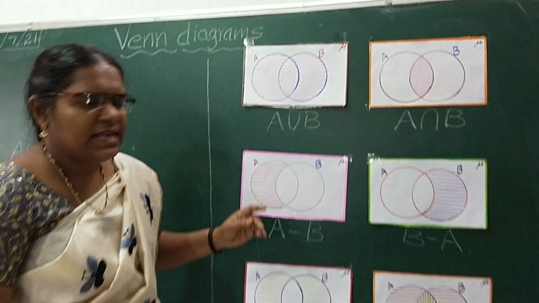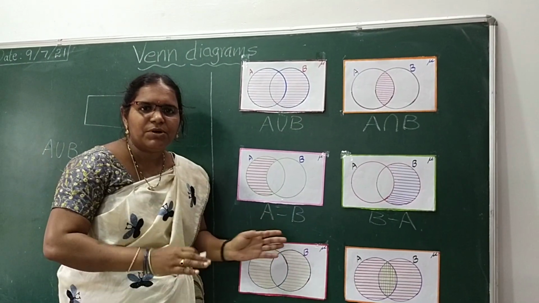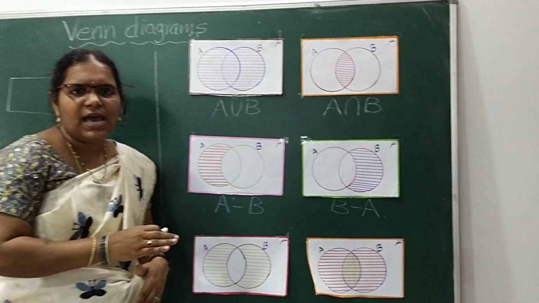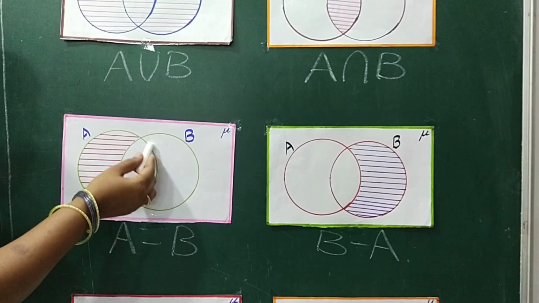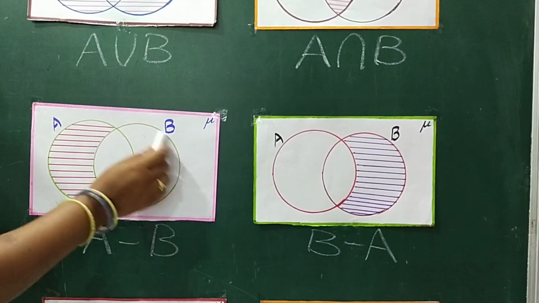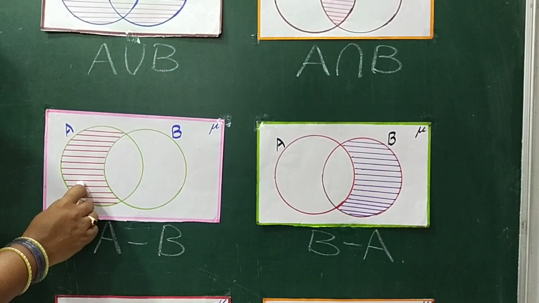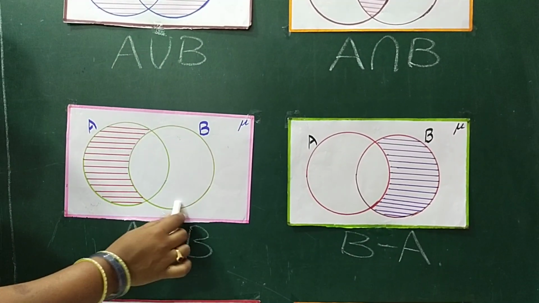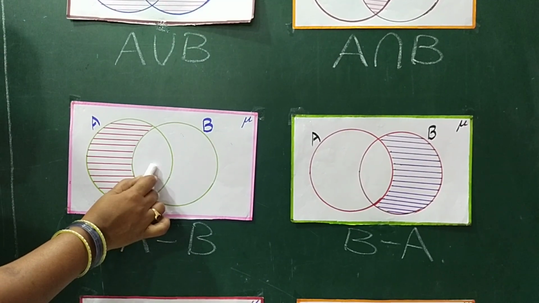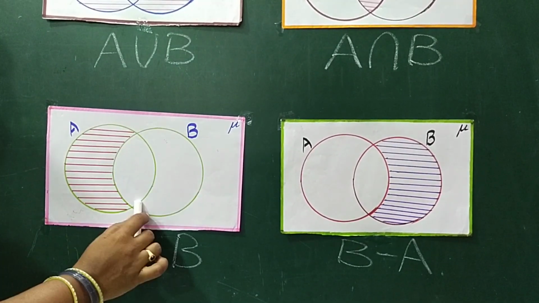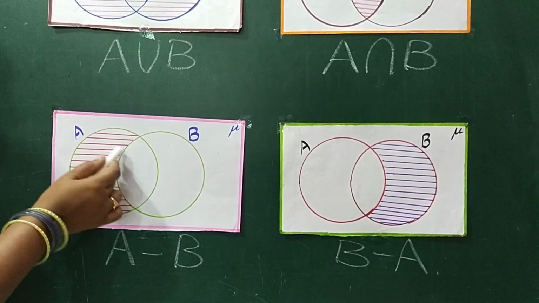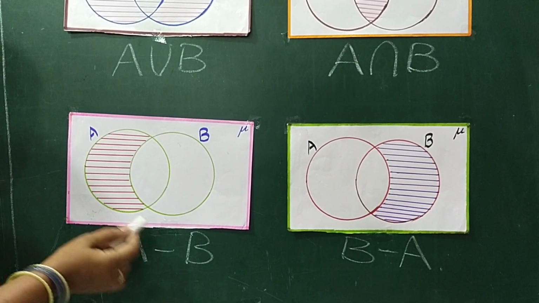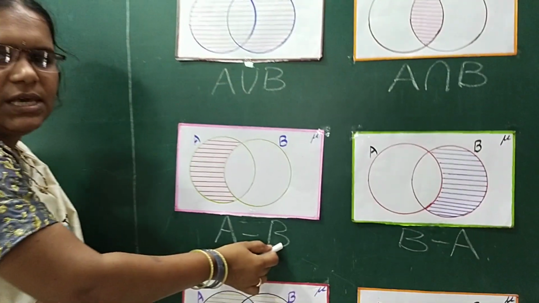Next comes A minus B. A but not B. Only A has to come, not B. This is A, this is B. A minus B means B should not come. From the circle A, the B portion has to be removed. This portion belongs to B also, so this portion we have to neglect. Therefore this first part represents A minus B.